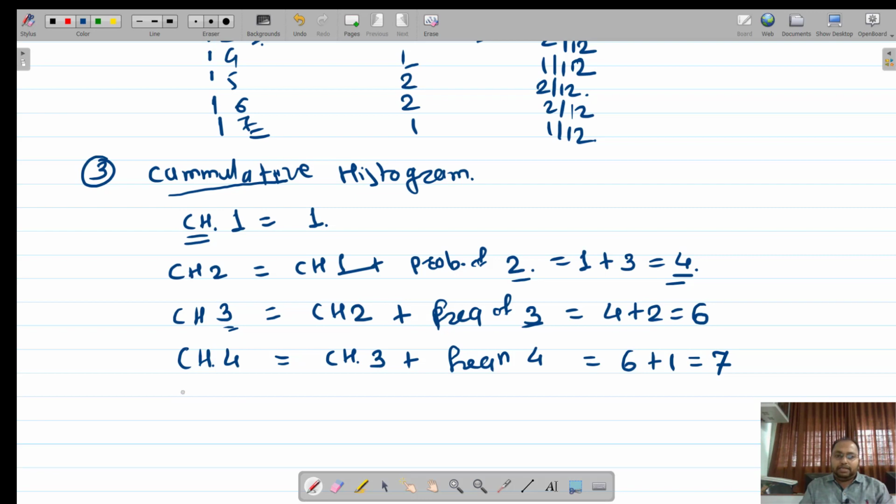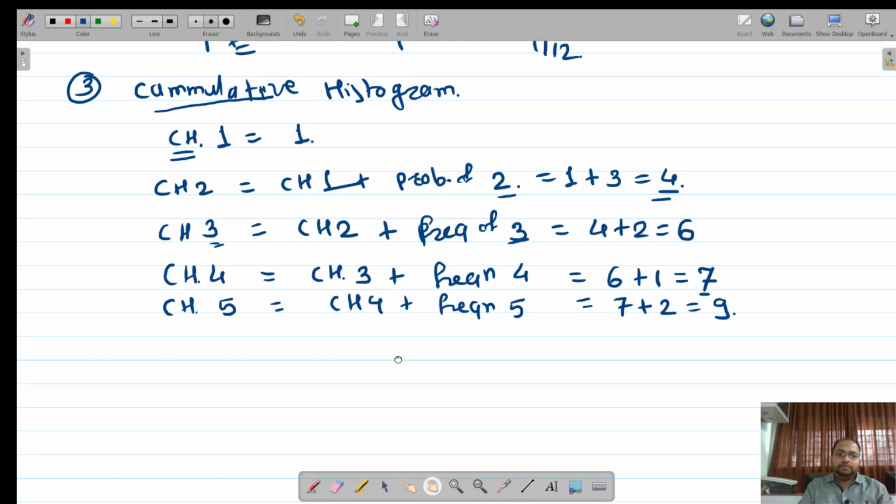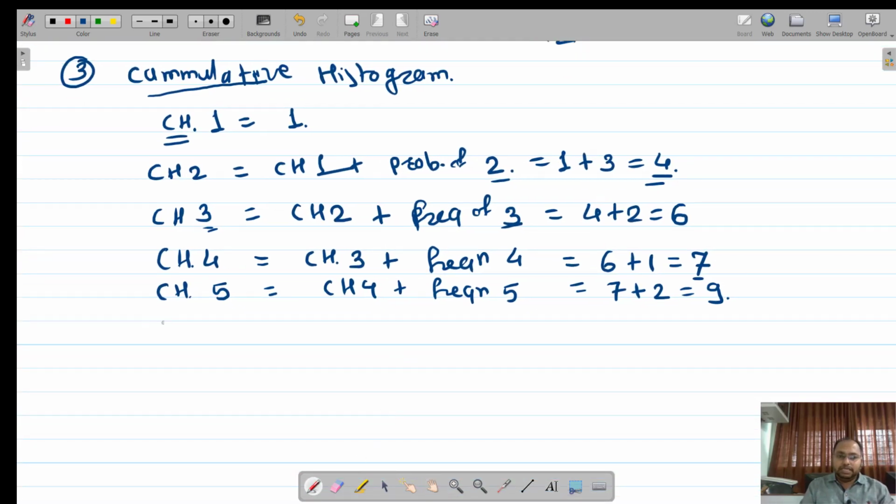Yes. Then the cumulative histogram of 5, that is gray level 5, is nothing but the cumulative histogram of 4 plus the frequency of 5. The cumulative histogram was 7, and the frequency of occurrence of 5 is 2. So it is coming as 9. Yes. Okay, so let us perform the 6 cumulative histogram.